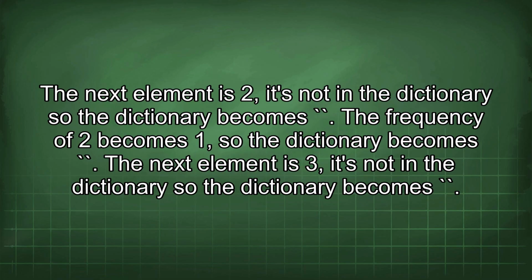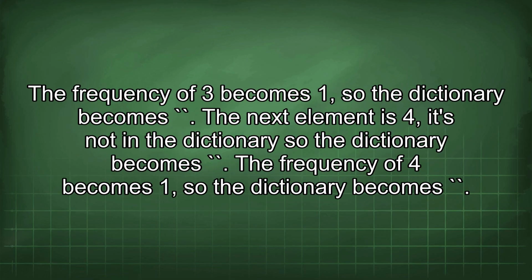The next element is 2. It's not in the dictionary, so the dictionary becomes {1: 1, 2: 0}. The frequency of 2 becomes 1, so the dictionary becomes {1: 1, 2: 1}. The next element is 3. It's not in the dictionary, so the dictionary becomes {1: 1, 2: 1, 3: 0}. The frequency of 3 becomes 1, so the dictionary becomes {1: 1, 2: 1, 3: 1}.